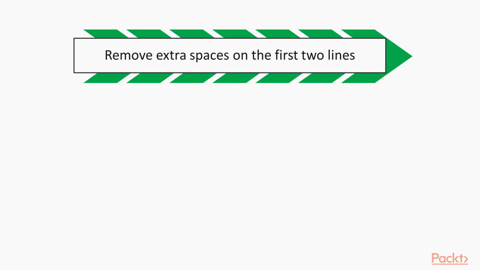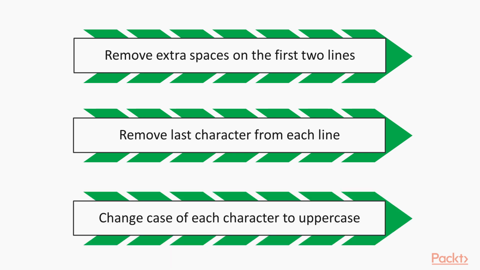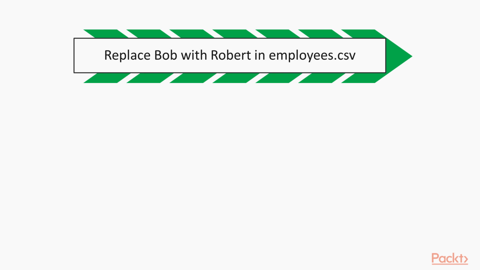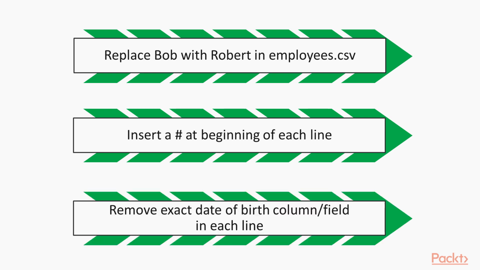First, we will remove the extra spaces on the first 2 lines of garbage.csv. Then remove the last character from each line in garbage.csv. Change the case of each character to uppercase in the first 2 lines of garbage.csv. Post that, we will replace Bob with Robert in employees.csv, and insert a hash at the beginning of each line in employees.csv. Also remove the exact date of birth column or field in each line of employees.csv.